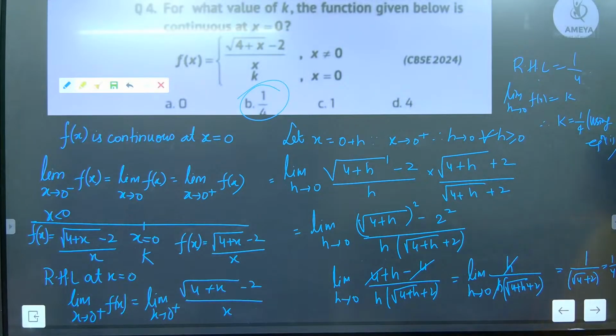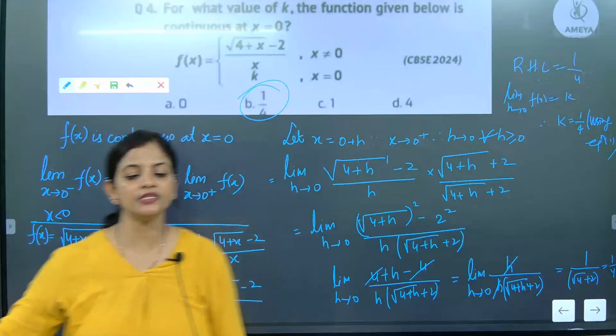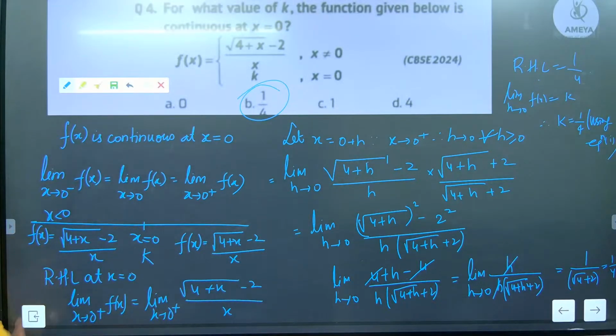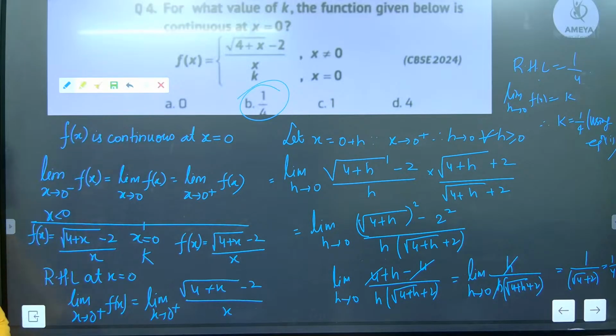Is it done? You understood? Come on, go for the next question, please. If you have understood the technique of solving the question, then we can go for the next question. Done now? Answer K? K is equal to 1 by 4. Okay, I'll wait for that.